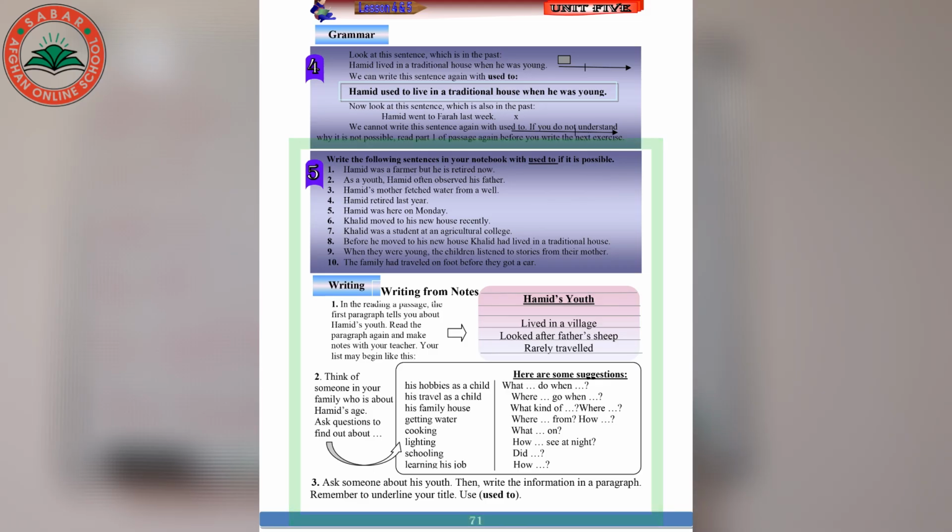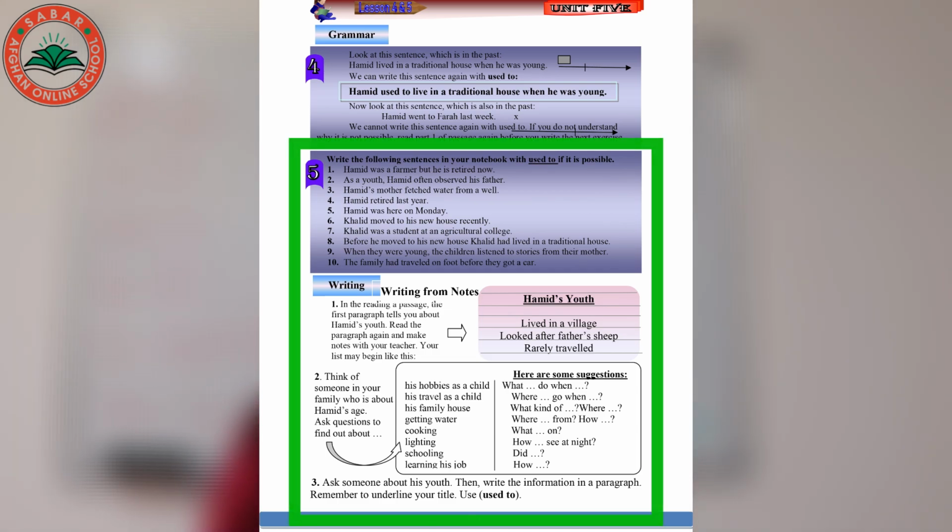Number 7. Khalid was a student at an agriculture college. Khalid used to be a student at an agriculture college. Number 8. Before he moved to his new house, Khalid had lived in a traditional house. Before he moved to his new house, Khalid used to live in his traditional house. Number 9. When they were young, the children used to listen to stories from their mother. Number 10. The family had traveled on foot before they got a car. The family used to travel on foot before they got a car.